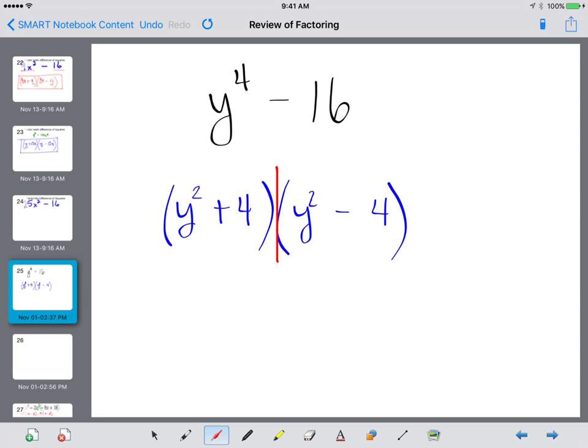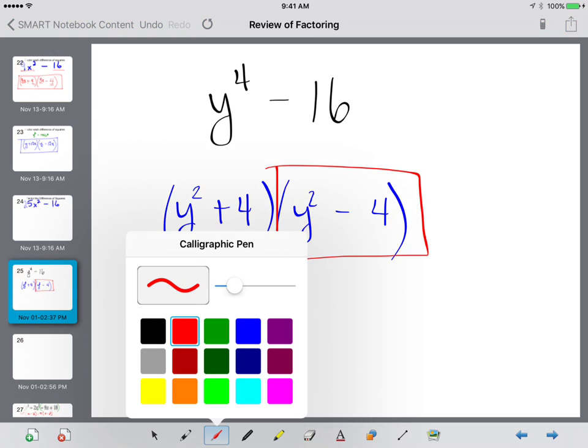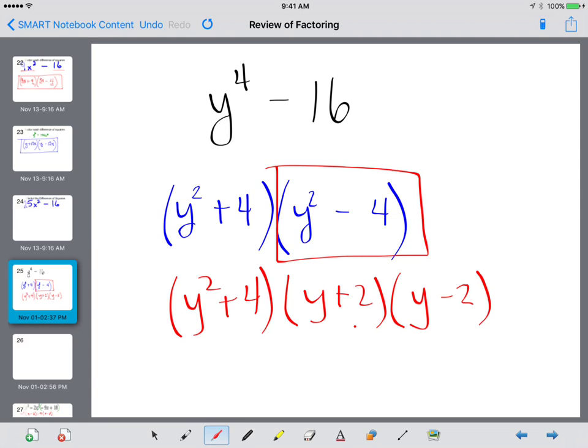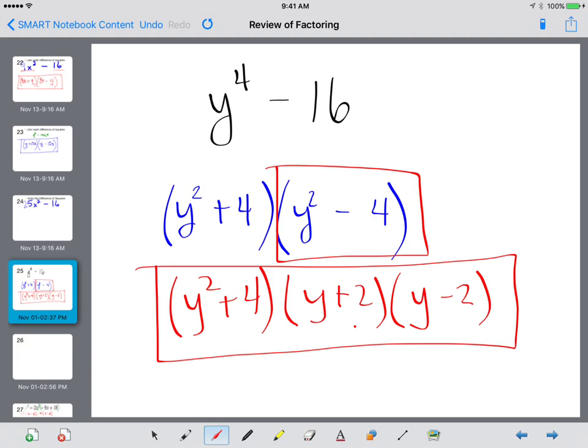If you notice, here's a special case where there's another difference of squares, y squared minus 4. I can split both of these terms up. So when I do it one more time, I'm left with y and y again, and we have the square root of 4, which is plus 2 and minus 2. And this y squared plus 4 just comes along for the ride. I can't simplify that one any further, but I could simplify the y squared minus 4. So sometimes we get this special case where we have one extra step to take.